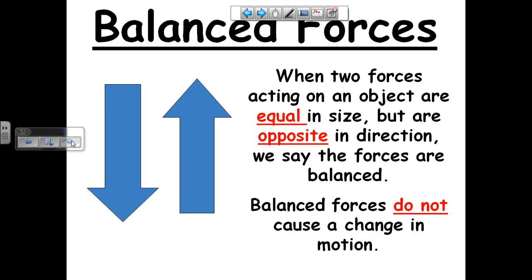When two forces acting on an object are equal in size but are opposite in direction, we say that those forces are balanced. Balanced forces do not cause a change in the motion of an object. So you would say an object is not accelerating, for example, if there are balanced forces acting on an object. There is no change in the motion.